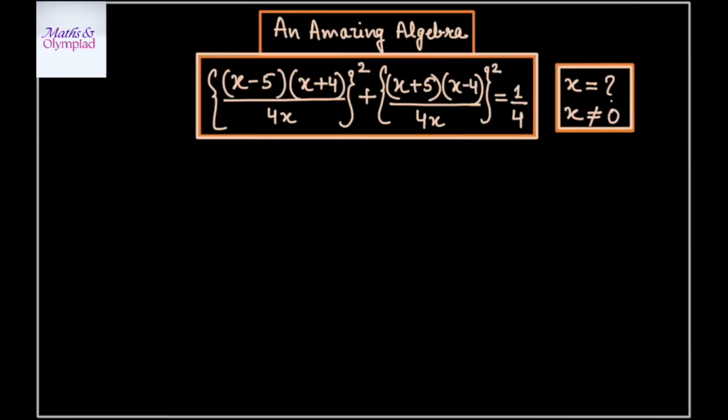In this video we are going to take up an amazing algebra question from Maths Olympiad which says (x − 5)/(4x) whole raised to the power 2 plus (x + 5)/(4x) whole raised to the power 2 is equal to 1/4. We have to find all the possible values of x. Since x is in the denominator, therefore x should not be equal to 0.